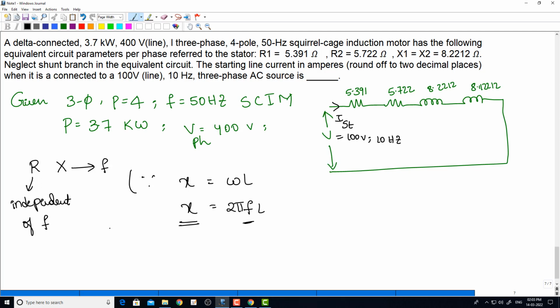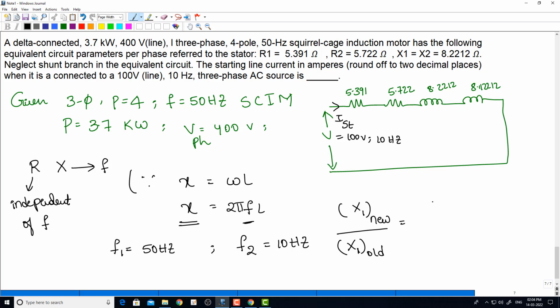So, in the question, initially given F1 as 50 Hz. But the starting line current we need to find out for the frequency of 10 Hz. So, new values of X1, X2 we need to find out. X1 new divided by X1 old is equal to F1 new divided by F1 old.